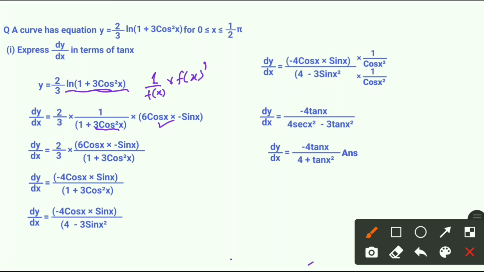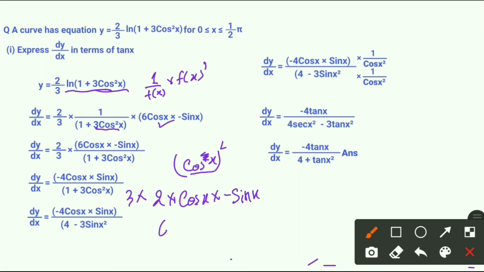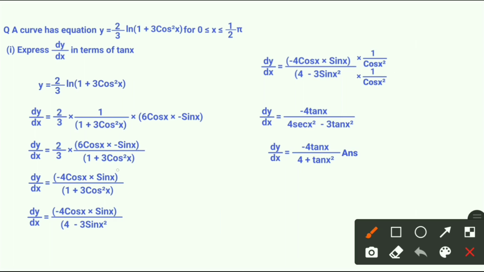If you try, what is the derivative of 3 cos square x? Let's say, what is the derivative of cos square? It's going to be multiplied by 2 cos x, multiplied by, then you differentiate the inside as well, so it's going to be minus sin x, and multiplying by 3, it's going to be 6 cos x multiplied by minus sin x, and this is exactly what happened here. Then you go further.